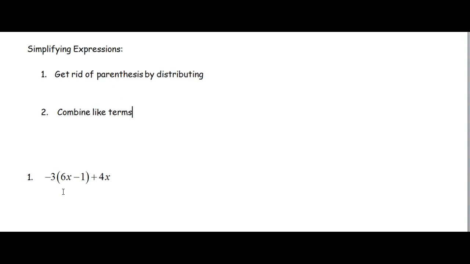Okay? So in number 1 here, do we see parentheses? Yes. So I go ahead and I distribute. Negative 3 times 6x is negative 18x. Negative 3 times negative 1 is positive 3. Remember, negative times negative is a positive. So plus 3, and I bring down my plus 4x. Now, I look what can be combined here. Negative 18x plus 4x gives me negative 14x. Can I combine that constant 3 with anything? No. So I bring it down.